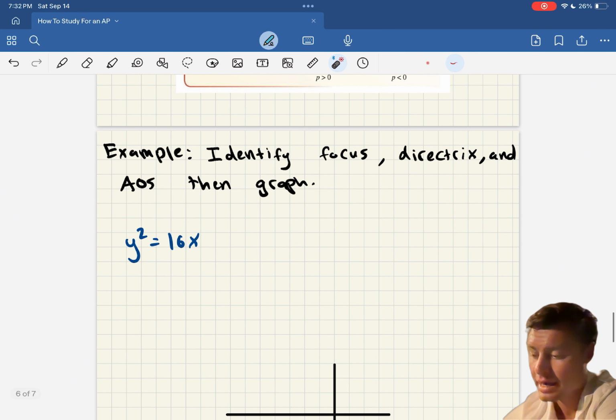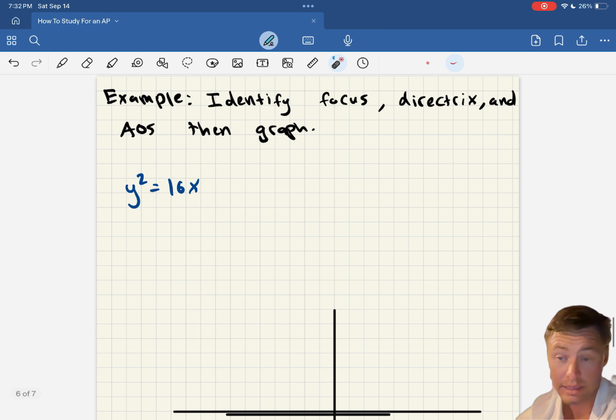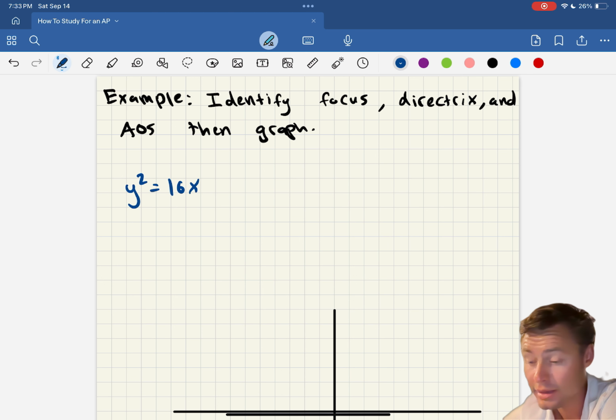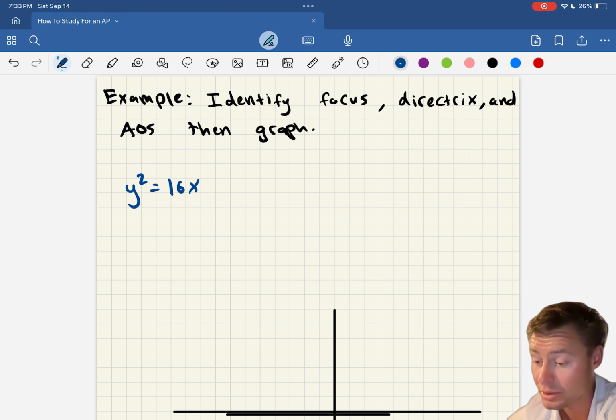We've got an example here. Identify the focus, directrix, and axis of symmetry, and then graph. Okay, cool. So first thing that I notice about this is it's a y squared equation, which tells me what?